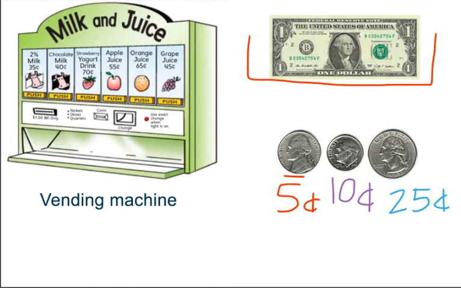You do not put pennies in a vending machine. You use the silver coins. A nickel that's worth 5 cents, a dime that's worth 10 cents, and a quarter that's worth 25 cents. You also use a dollar bill.